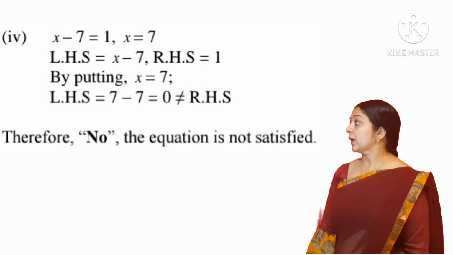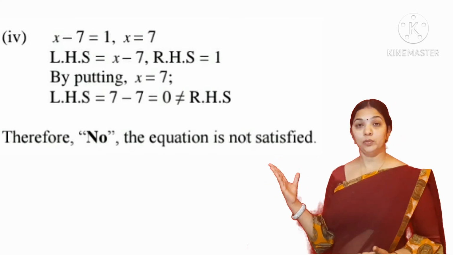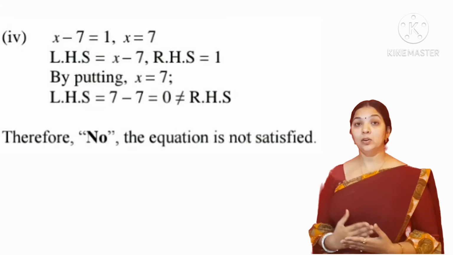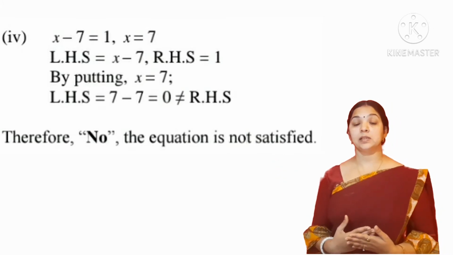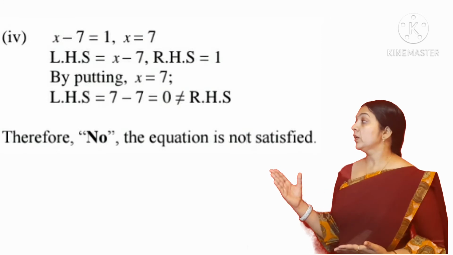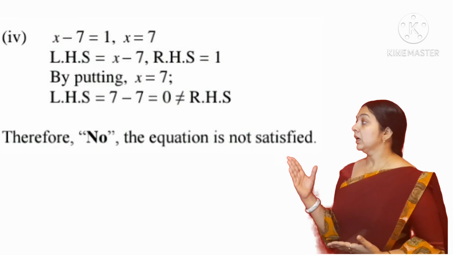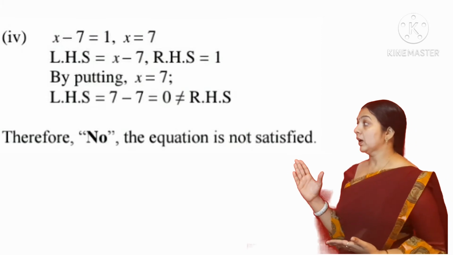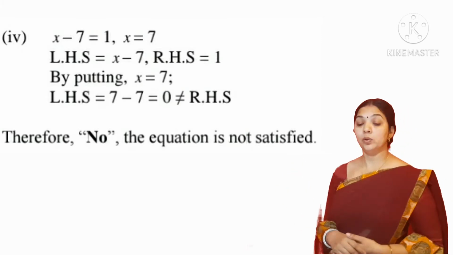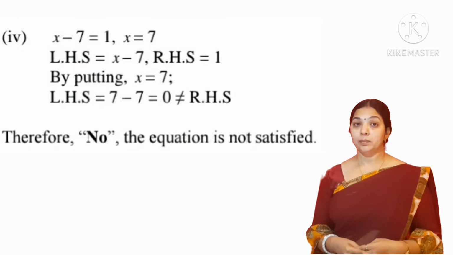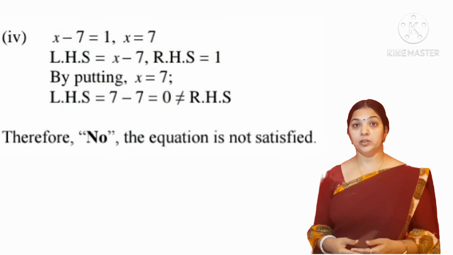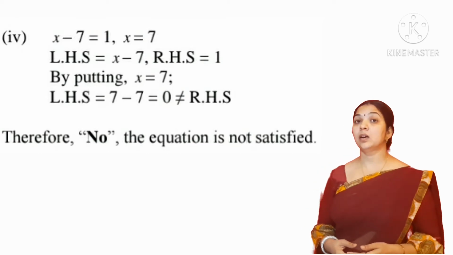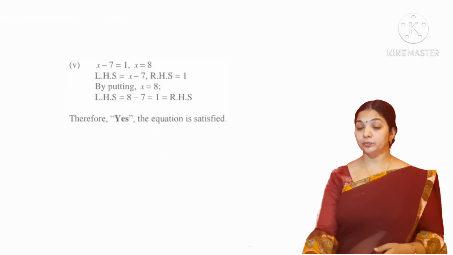Next is x minus 7 is equal to 1. The given equation is x minus 7 is equal to 1. The value of x which we have to replace is x is equal to 7. So we will put x is equal to 7 in LHS. 7 minus 7 is equal to 0, and RHS is 1. So here again LHS is not equal to RHS. So we will say that x is equal to 7 doesn't satisfy the given equation.